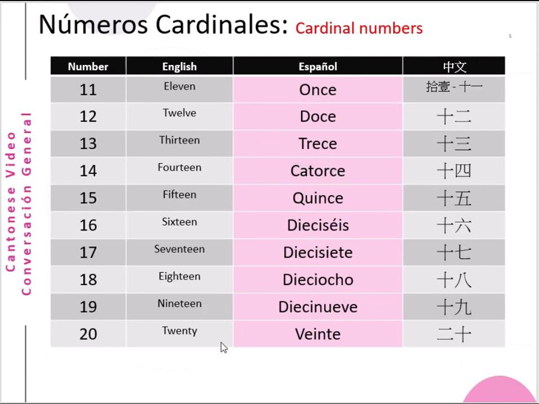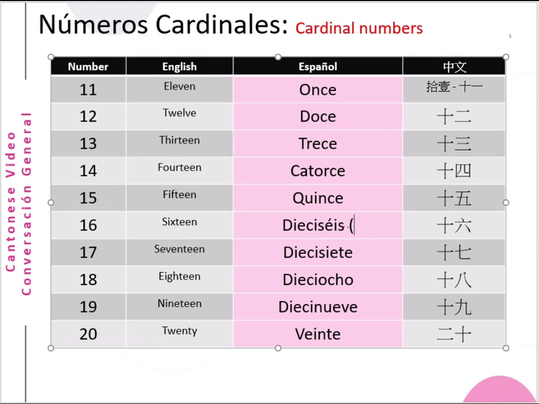From 11 to 20: 11, once; 12, doce; 13, trece; 14, catorce; 15, quince; 16, dieciséis. And how is this word formed? The actual words are diez y seis. We change the Y into I and the Z into C. Then we combine these words together, we get dieciseis, and we add an accent above the E. So we get the word dieciséis, 16.